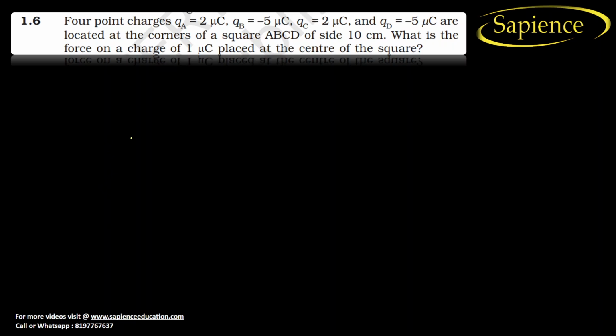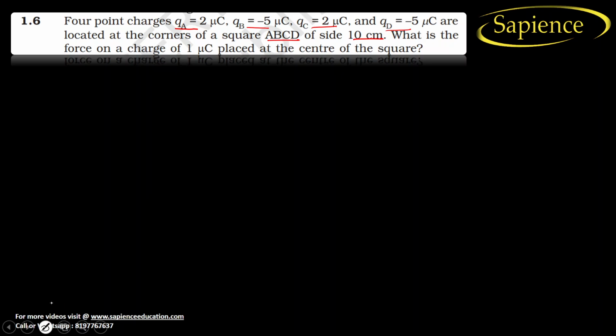So there is a question that 4-point charges QA, QB, QC and QD are located at the corners of the square ABCD of a side 10 centimeter. What is the force on the charge of 1 coulomb placed at the center of the square?